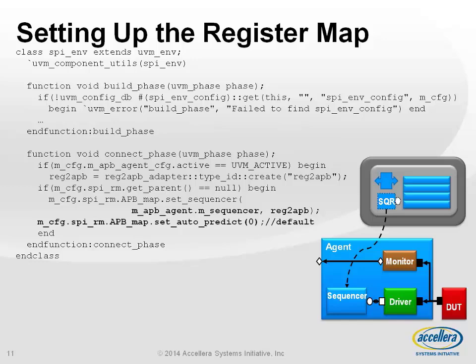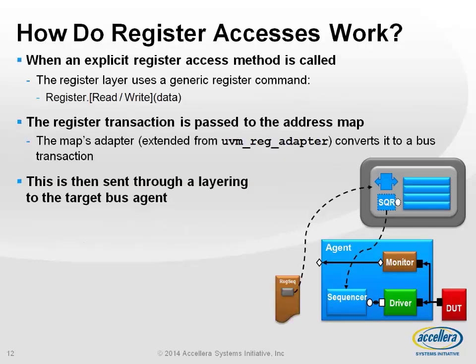So what happens when we go and access the registers? Well, when we do an explicit register access, we're going to call a method. So there's a generic register command. We say register.read, register.write, and we pass in the data. For each register, there's a read and a write method that is part of the UVM reg base class. That register transaction is then passed into the address map where the adapter converts it into a bus transaction. And then it gets sent through the sequencer to the driver to the DUT. And notice the monitor also detects that transaction going on there. And that'll be important in a minute.